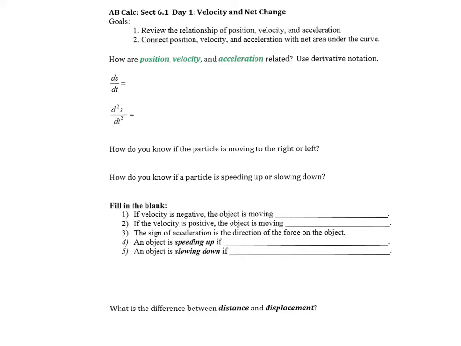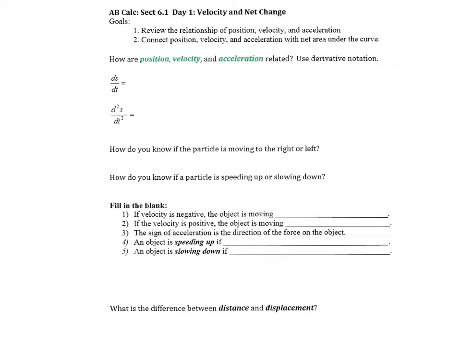AB Calculus Section 6.1, day number 1, velocity and net change. Objectives for today are to review the relationship between position, velocity, and acceleration, and connect position, velocity, and acceleration to net area under a curve. So the first thing we want to do is ensure that we know the relationship between position, velocity, and acceleration.